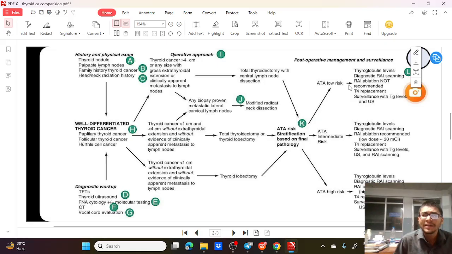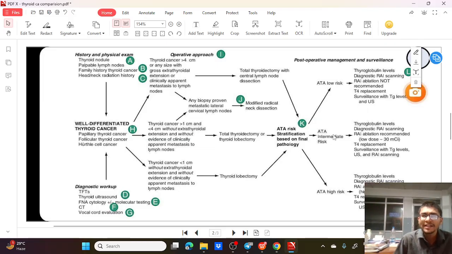So it is called low risk depending on the low thyroglobulin levels when there are less than 1, diagnostic radioiodine scanning, and generally here we don't need ablation, that is radioiodine ablation. We'll go for T4 replacement since we are removing total thyroid, and we'll be monitoring by thyroglobulin TG levels and ultrasound. So here we'll be just replacing thyroid hormones and we'll be monitoring.